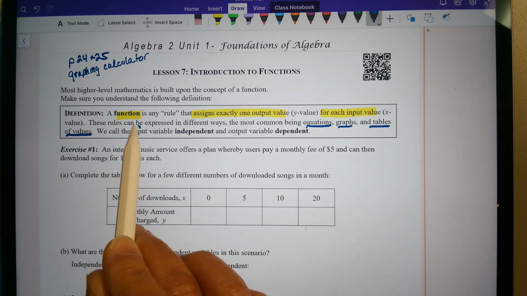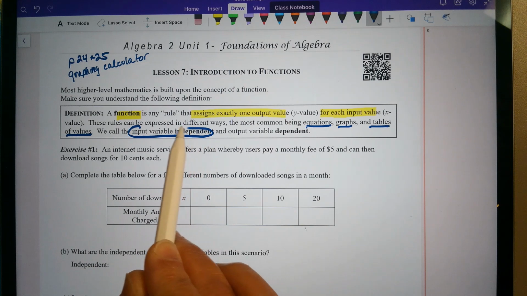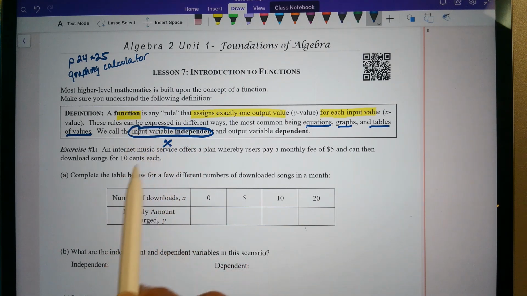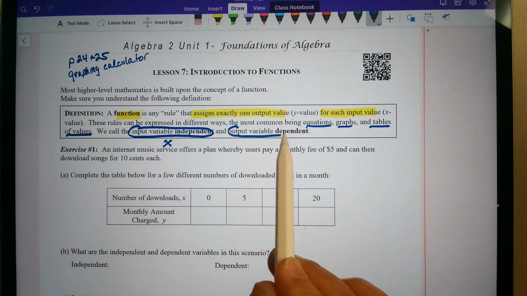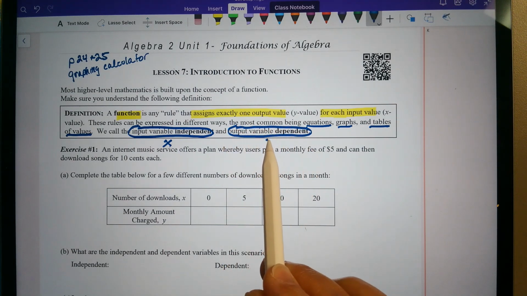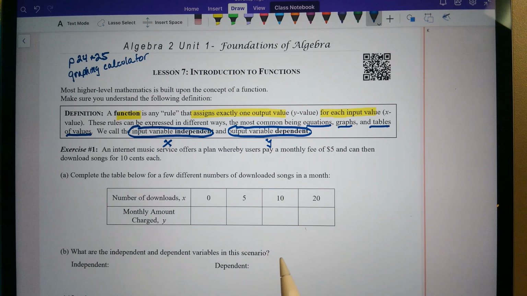We call the input variable independent, usually denoted by x, and our output variable dependent, usually denoted by y.